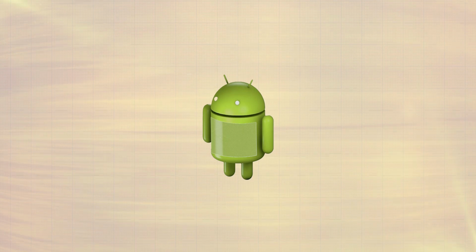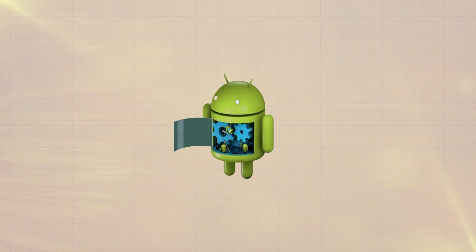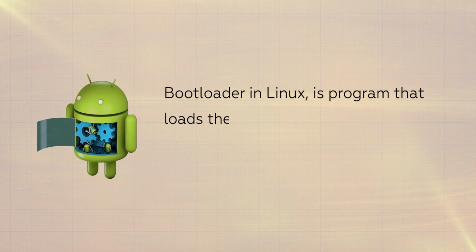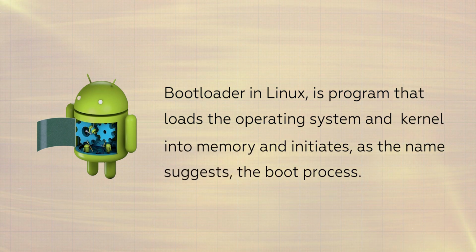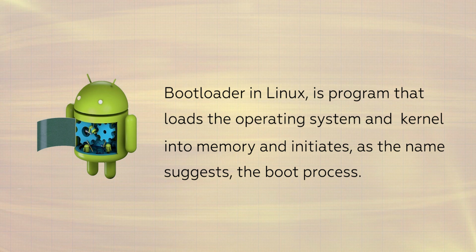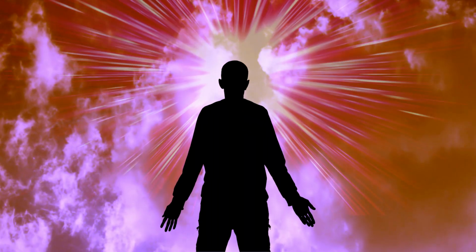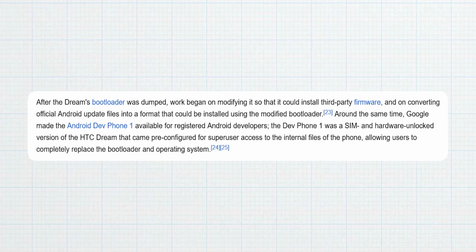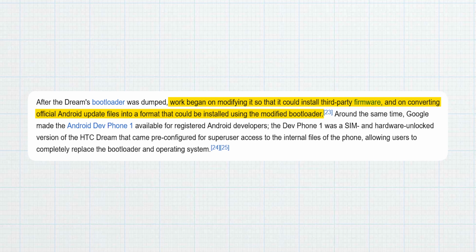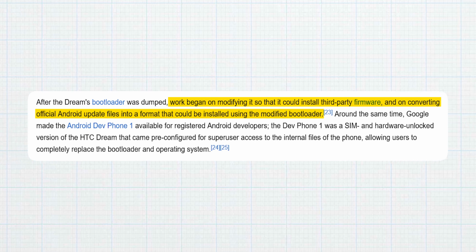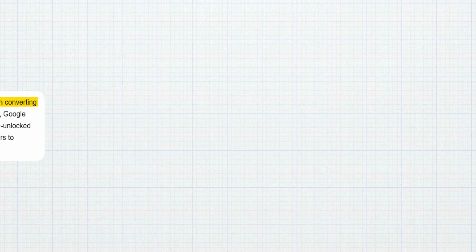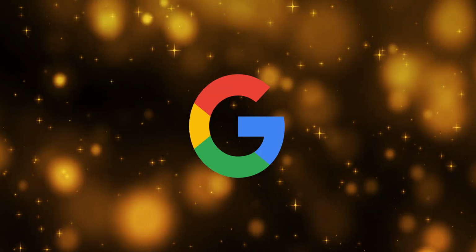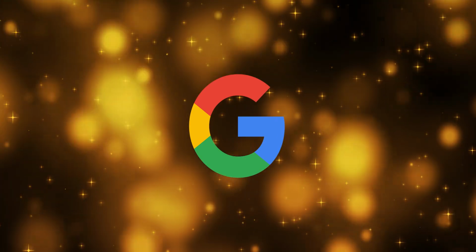And because of that, it was possible to unlock the bootloader of the HTC Dream. Bootloader in Linux is a program that loads the operating system and the kernel into memory and initiates, as the name suggests, the boot process. Soon after that, some humans who were desperately searching for their purpose in life started working on modifying it so that they could install third-party firmwares, and also converted the official update files into a format which was installable via the modified bootloader. Google noticed that and decided to give more humans the purpose of their life.